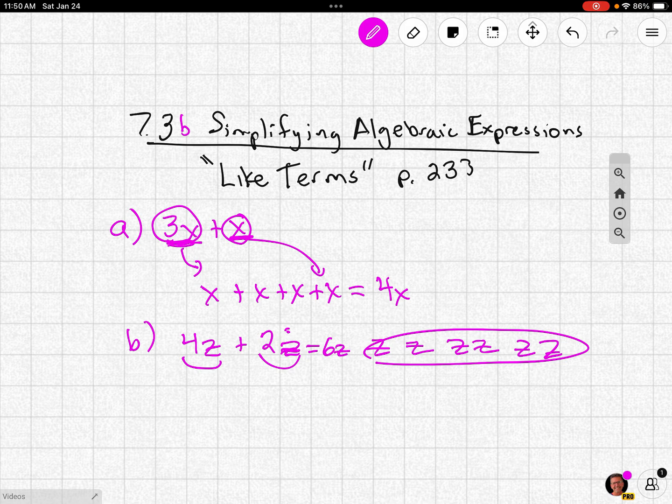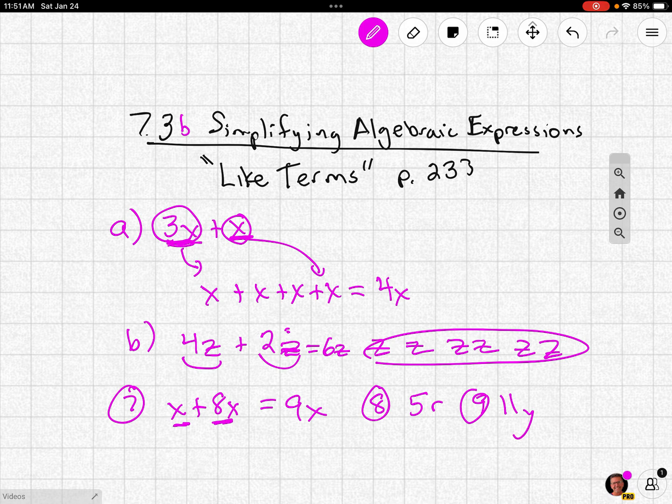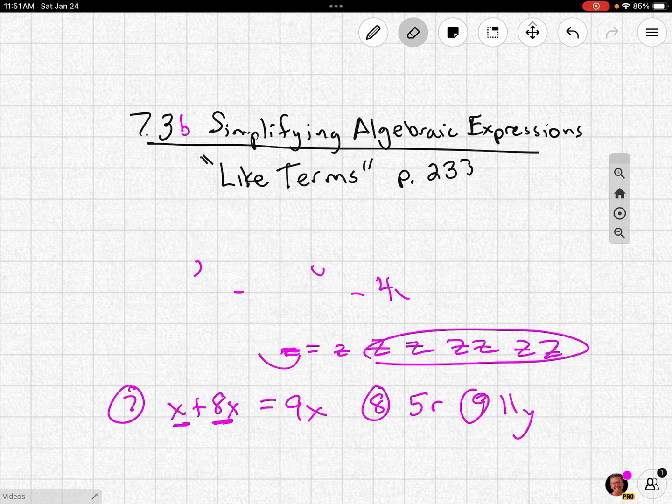All right, pause the video. Let's start by doing just number 7, and then turn the video back on. Okay, number 7 says simplify x plus 8x, and all you had to write was 9x, because one more x than 8x is 9x's. Okay, pause the video, do numbers 8 and 9, and then turn the video back on. Number 8, we have 3 r's and 2 r's, which of course is equal to 5 r's. And number 9, we have 5 y's and 6 y's, which makes 11y, or 11 y's, okay? Easy, easy, easy.